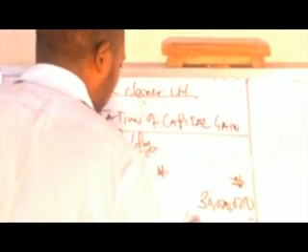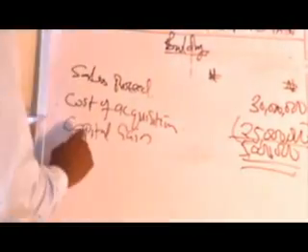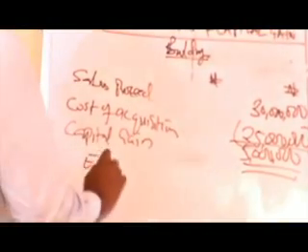So 5 million is the capital gain. Yeah, 5 million is the capital gain on that asset. So let's go to equipment.